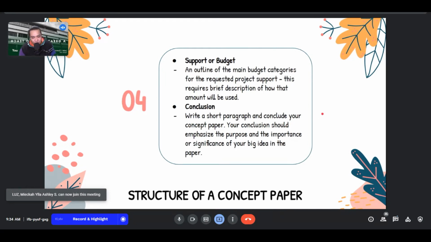Next, we have the last part of the structure of a concept paper, which is the support or budget. A support or budget is the outline of budget categories for requested project support. So kung humihingi kayo ng pera or humihingi kayo ng certain grant, that is what we call it when you ask for a certain amount of money from a certain funding agency, that's called a grant. So, ganito po. Okay?